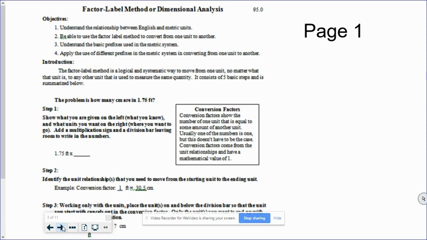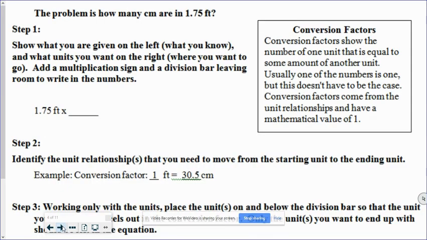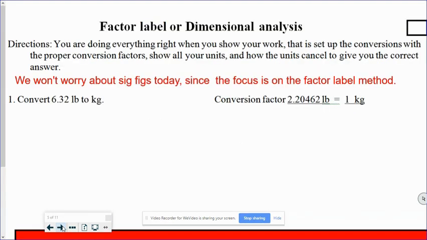This first page of this is your ones, and it goes over all of how to do factor label, which I'm going to teach you. So after I teach you, if you still need more assistance, then you should go back and look this over. It takes you through it step by step. Again, these next few slides are just all about that.